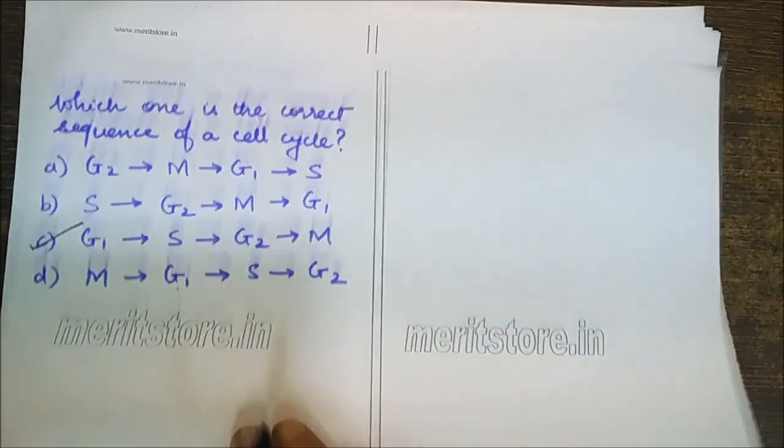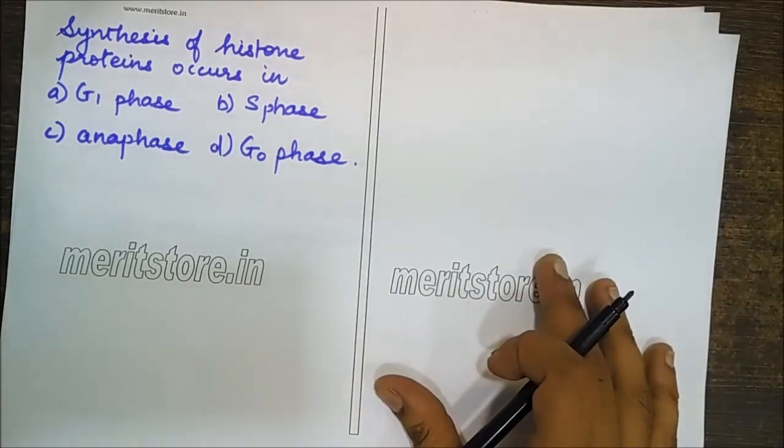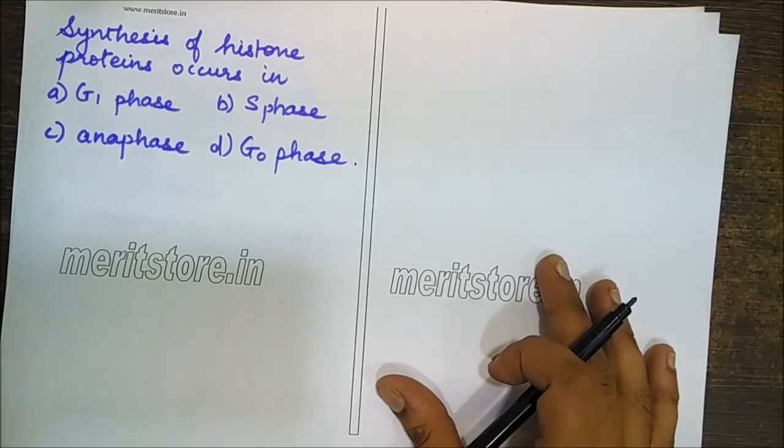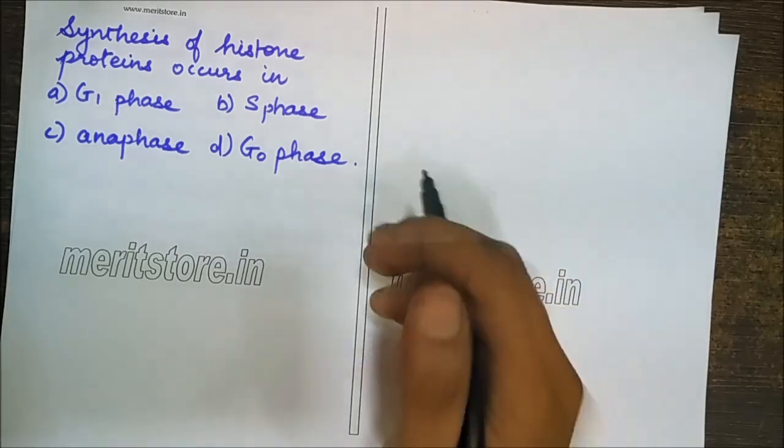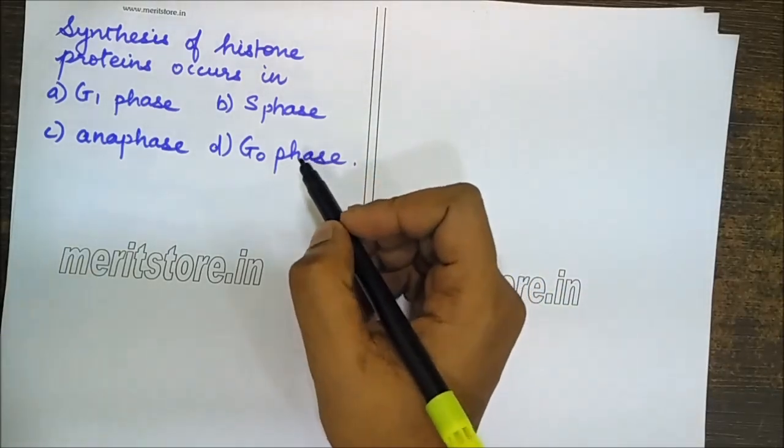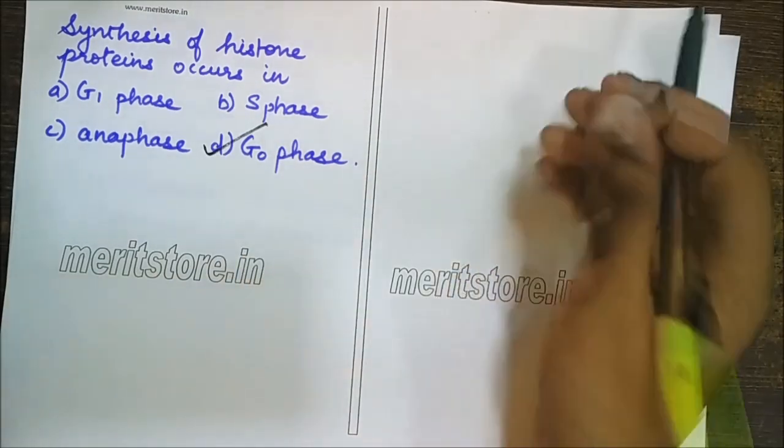Next, synthesis of histone protein occurs in G0 phase. Remember.